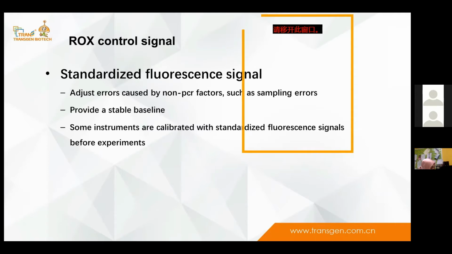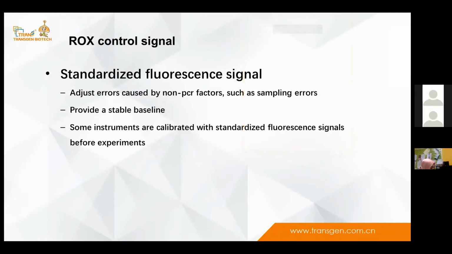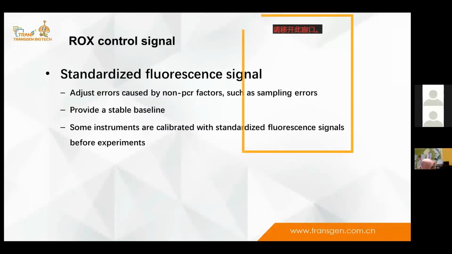A lot of instruments, a lot of machines need ROX as a standard fluorescent signal to calibrate the machines, such as ABI machines. ABI machines always use ROX as a standard fluorescent signal, and also others such as Bio-Rad and Roche will use ROX control signals.